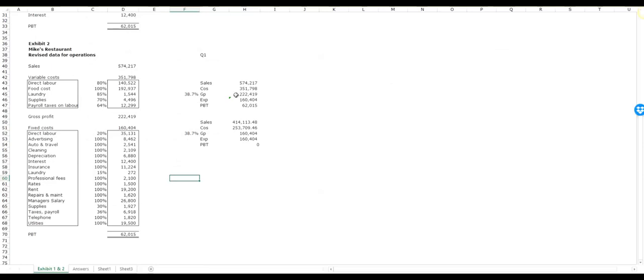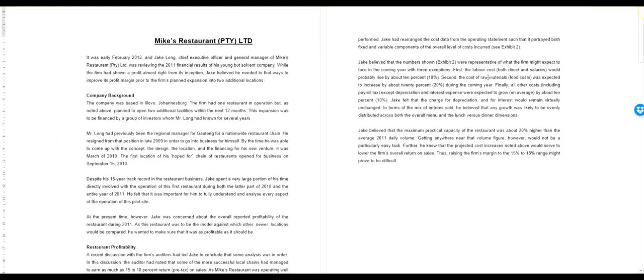Okay, so let's go and do that first. Labor costs, there we are, equals last year multiplied by 1.1. That has the effect of increasing that by 10%. Now there's labor cost that's part of the variable expenses and labor costs that are part of the fixed expenses. So there we are, we have increased the labor costs. Next thing we have to do is, second, the cost of raw materials, food costs, would increase by 20%.